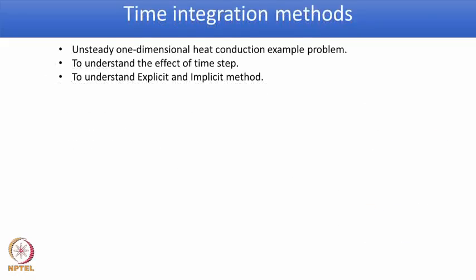Let us look at the performance of the explicit scheme, the implicit scheme, and the role of delta t in the explicit scheme. There is a problem already considered, the unsteady one dimensional heat conduction example problem. We take this problem, which is already solved, only as a demonstration to show the effect of time step as well as to understand explicit and implicit method performance.